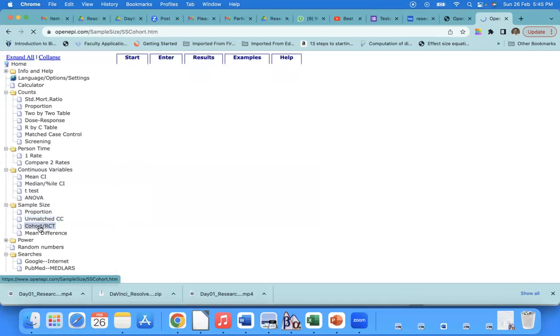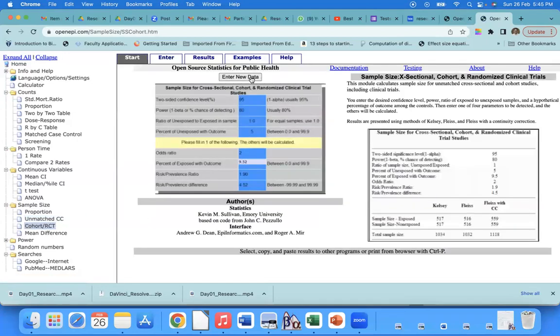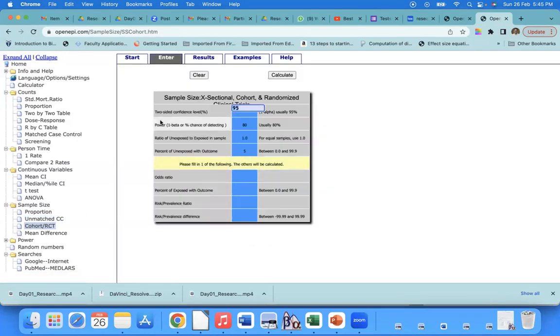Then next is cohort study. In case of a cohort study or randomized control trial, 95% and 80% we will not change. Then the ratio of unexposed to exposed in the sample is 1:1. In cohort also we are taking one group exposed to a risk factor, another group not exposed to a risk factor. Okay.